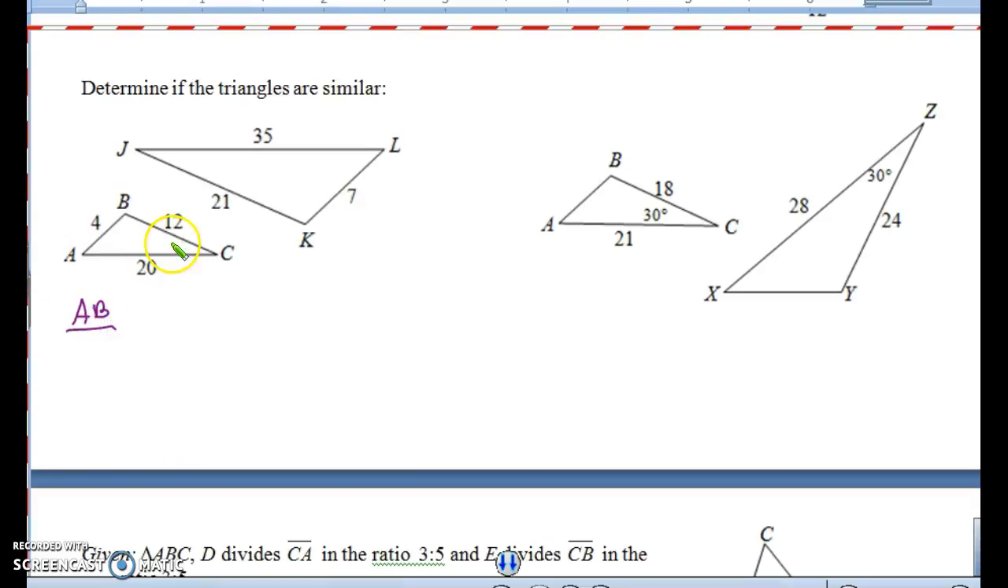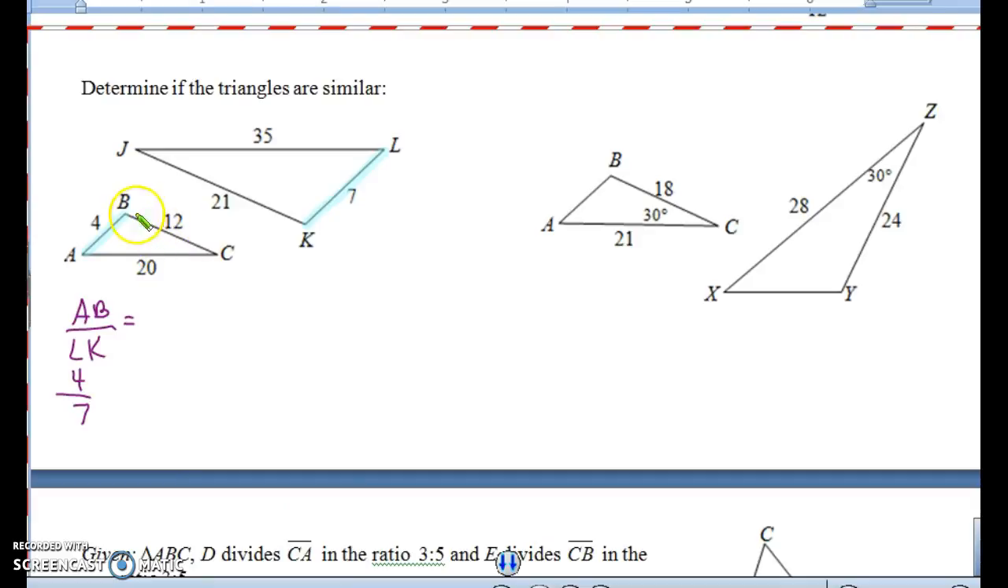What is the shortest side of JKL? Well, that would be KL. So we're going to compare those sides. So AB would correspond to LK. All right, so that would be a ratio of AB is 12, LK is 7. So that's a ratio of 12 to 7, or 4 to 7, I'm sorry. Wrote the wrong number down. 4 to 7.